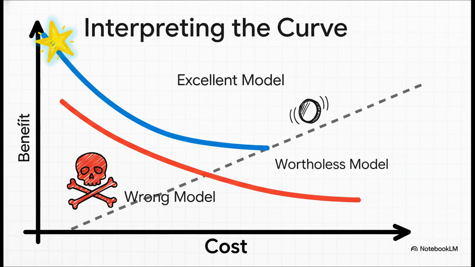A completely useless model? That's just a straight diagonal line. It's no better than flipping a coin. And hey, if your curve ever dips below that line, well, something has gone very, very wrong.